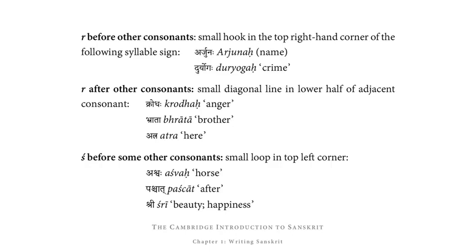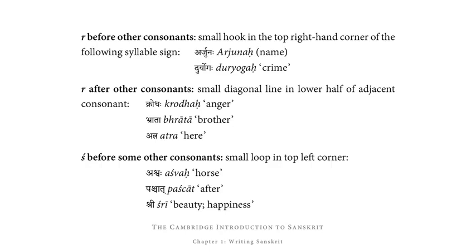For example, if you want to write an R before another consonant, you do that by using a small hook that you put above that following consonant, or more specifically, you put it in the top right-hand corner above the following consonant or above the following syllable. So, for example, in the word Arjunach, which is a name, the little hook that you see above the connector line at the top of the word indicates this R. Then the consonant that follows this R is a J, and underneath that we see the vowel U. So we have Rju in the middle of the word Arjunach.